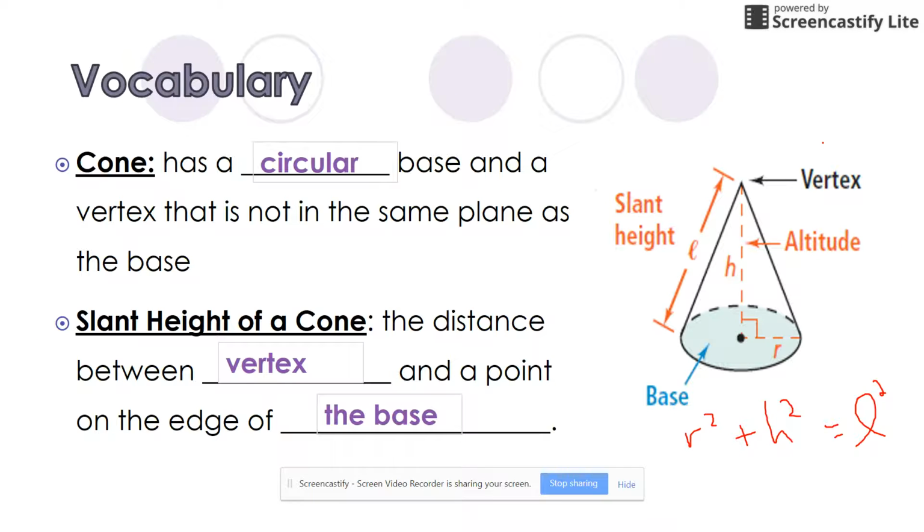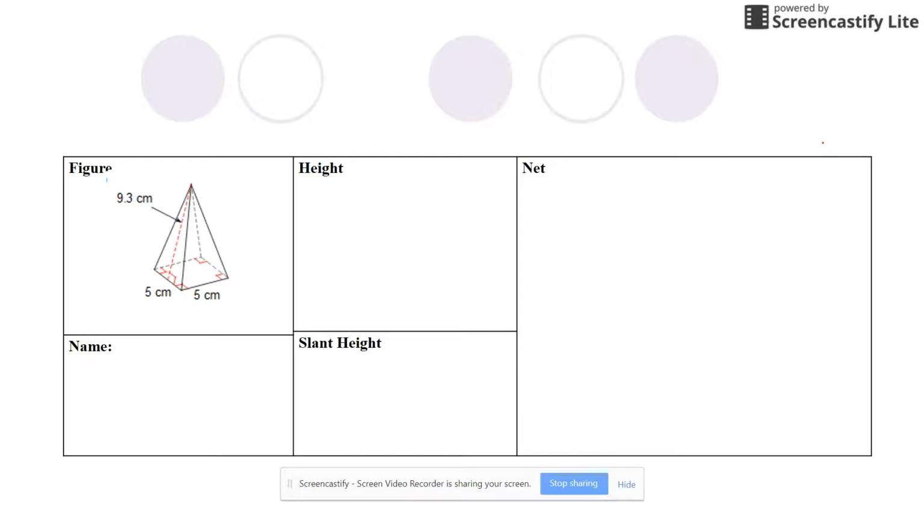Okay, so you're going to switch over to the bottom of the front of this paper, and we're going to fill in some of the details here. Looking at this, this has a square base. So it's a square pyramid. You're going to need to write these things in yourself. The height needs to be the vertical distance to the middle here. We don't have that height. We have the slant height. The slant height is 9.3. You can write that in.